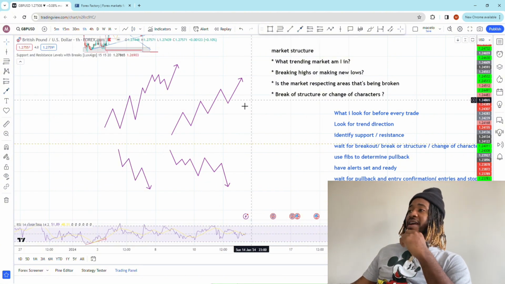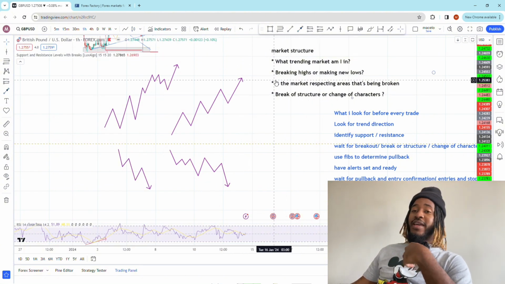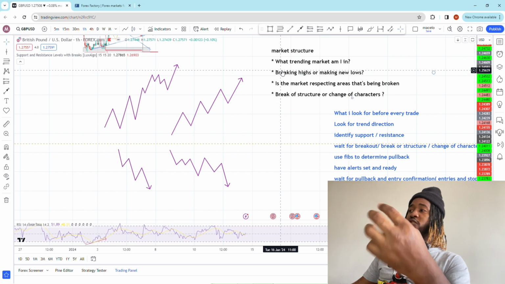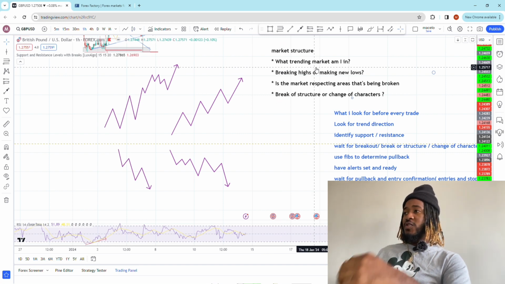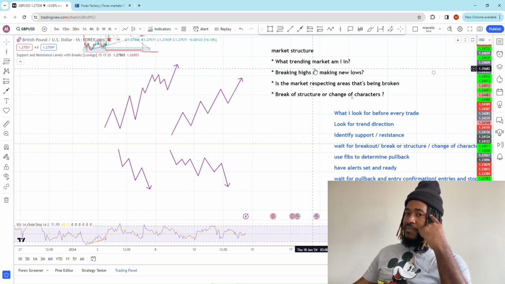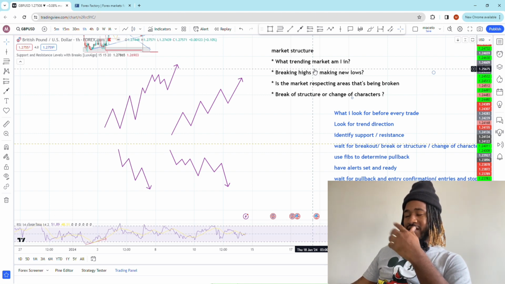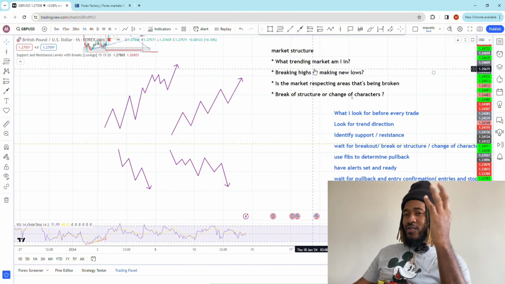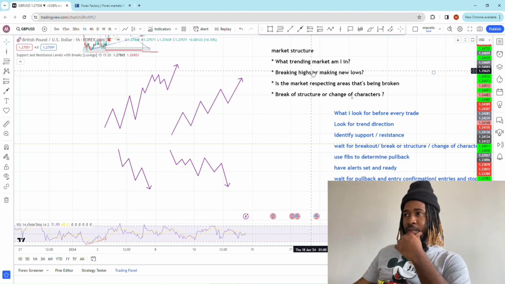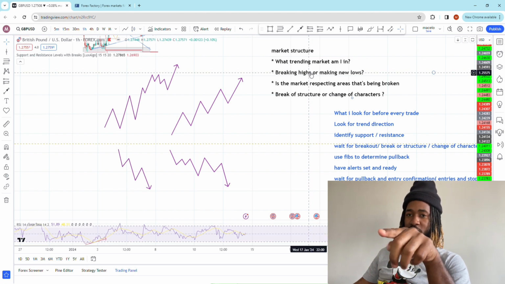So market structure: how to identify it, as in what trending market am I in? That's always something you want to think of. Okay, the market structure right now, is it consolidating? Is it an uptrend? Is it a downtrend? What market structure am I in at the moment? There's a higher time frame and a lower time frame, and that's something I will get into in a later video as well: time frames of trading.